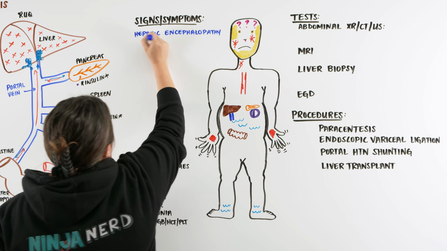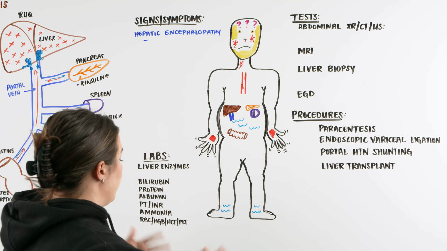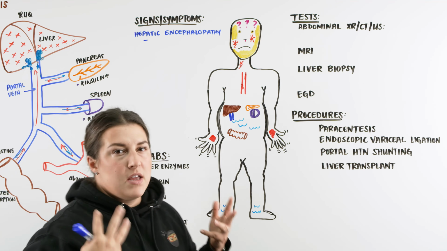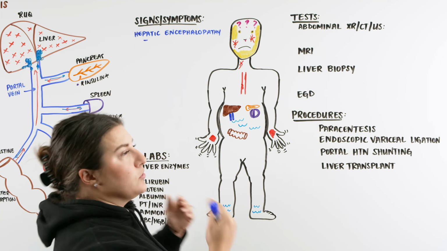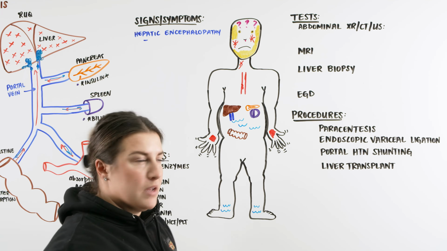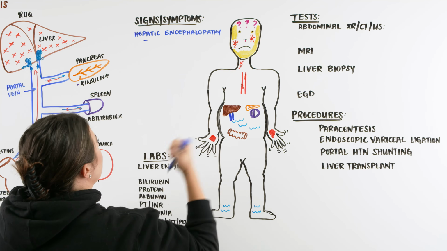And what does that mean? So with hepatic encephalopathy, we're going to have issues with our ammonia within our brain. And our ammonia levels are going to be really high. And that has to do with our liver not being able to detoxify the blood. So what does that look like in our patient?